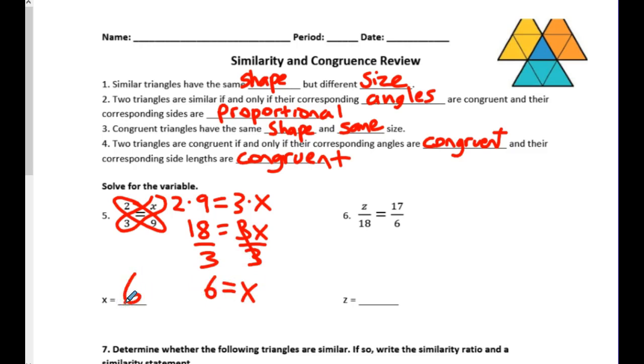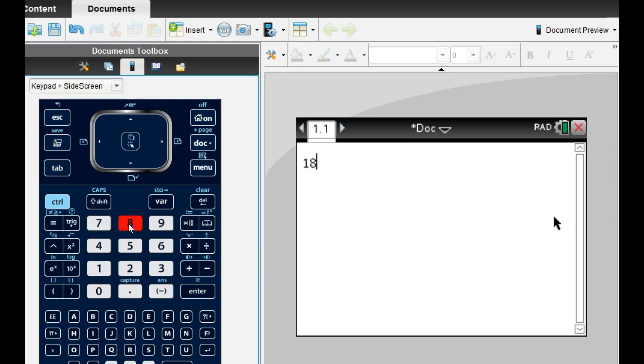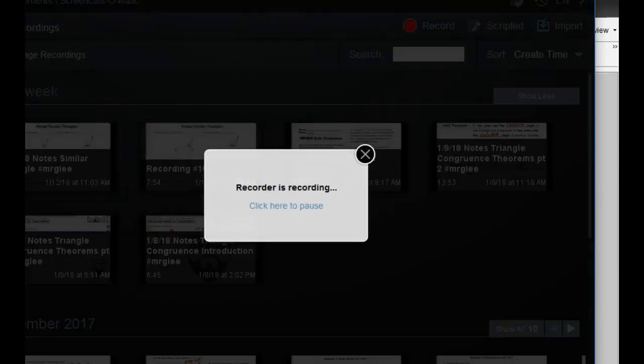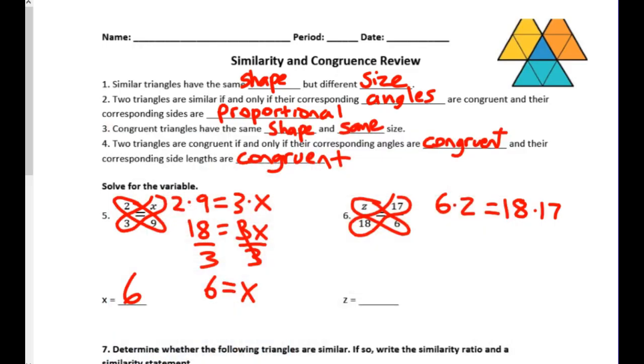Same thing over here. Z times 6, or 6 times z, either way. And then 18 times 17. 18 times 17 is 306. And 6 times z is 6z. And then all we got to do is divide by 6. And we get 51. So z equals 51.